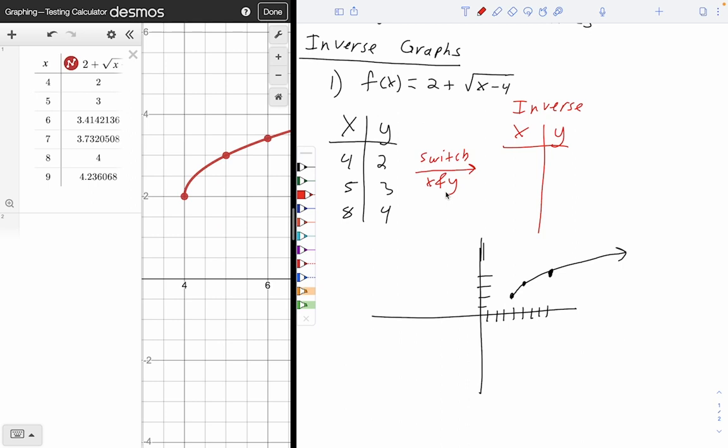So if I have the point 4, 2, switch them to make what? 2, 4. The point 5, 3 will switch to become 3, 5. 8, 4 will switch to become 4, 8. These are points on our inverse graph.